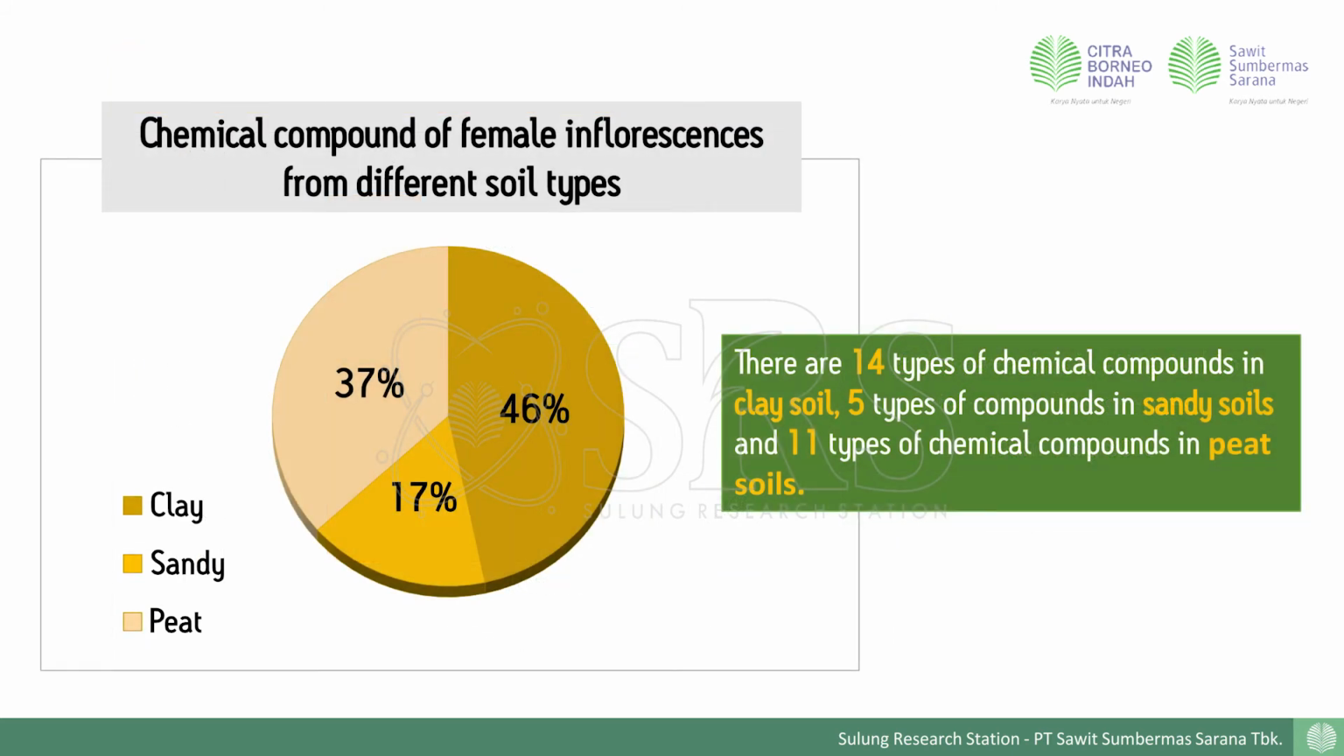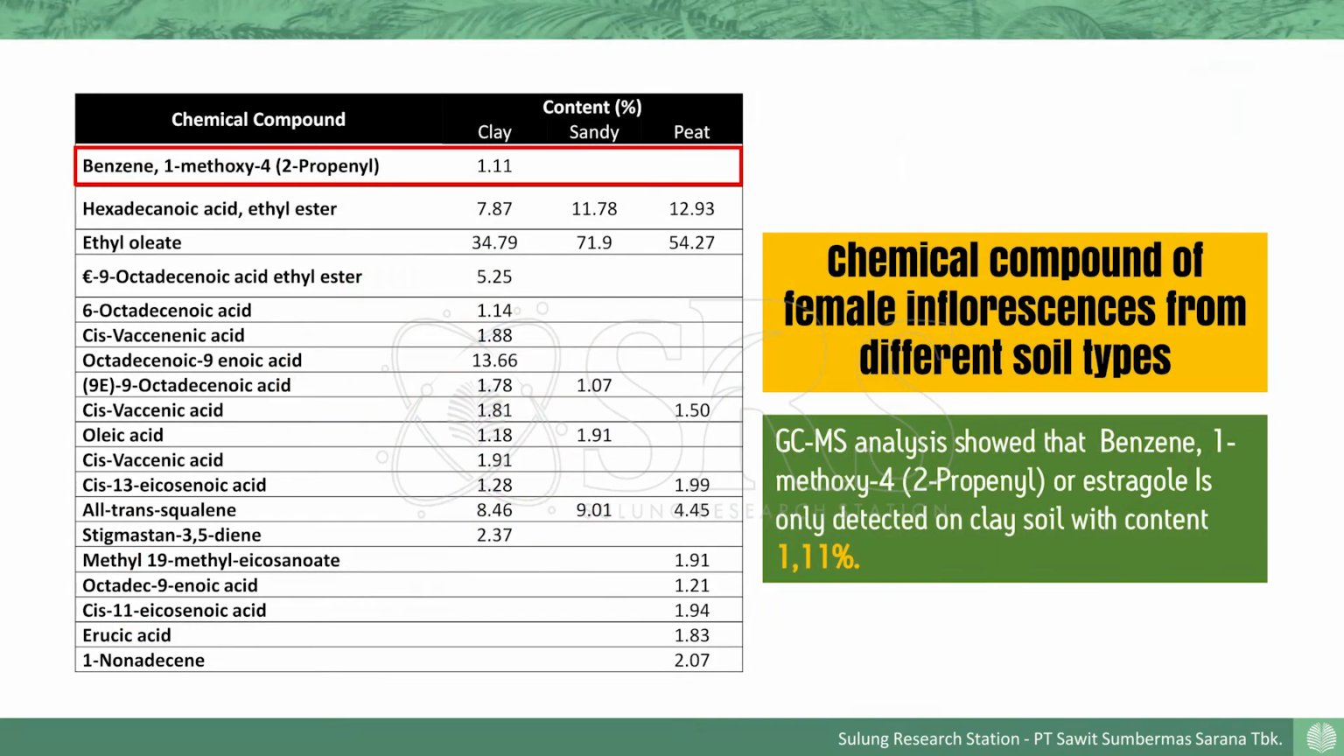The result of the GCMS analysis showed that the chemical compounds of female inflorescence obtained from clay were higher than that of female inflorescence from sandy and peat soil. There are 14 types of chemical compounds in clay soil, 5 types of compounds in sandy soil, and 11 types of chemical compounds in peat soils. GCMS analysis showed that the benzene, 1-methoxy-4-2-propanol, or the common name estragol, is only detected on clay soil with content 1.11%.